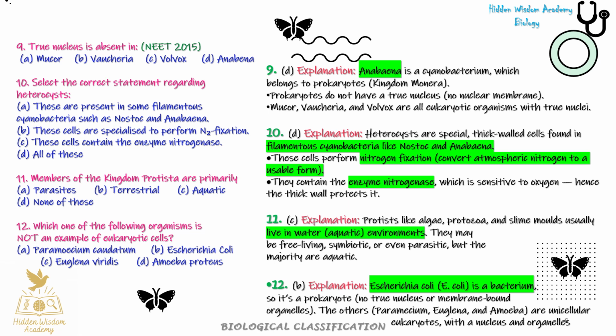12. Which one of the following organisms is not an example of eukaryotic cells? Option A. Paramecium caudatum. Option B. Escherichia coli. Option C. Euglena viridis. Option D. Amoeba proteus. Explanation: Escherichia coli, E. coli, is a bacterium, so it's a prokaryote, no true nucleus or membrane-bound organelles. The others, Paramecium, Euglena, and Amoeba, are unicellular eukaryotes, with a nucleus and organelles. So, option B is the correct answer.